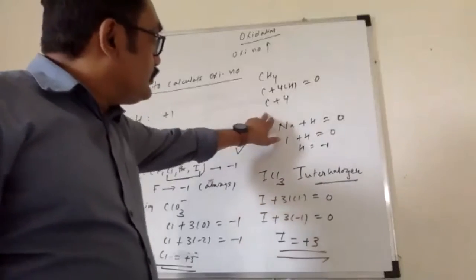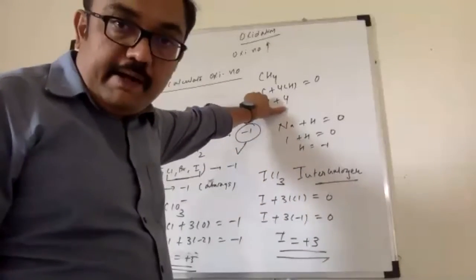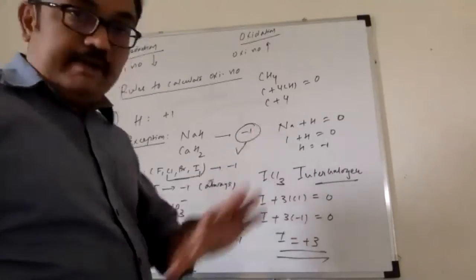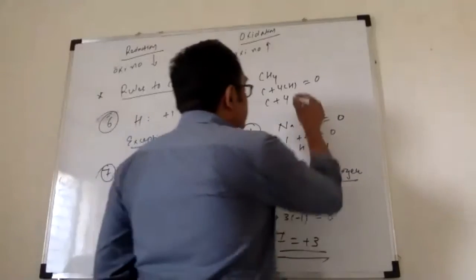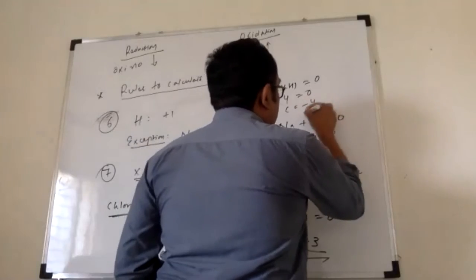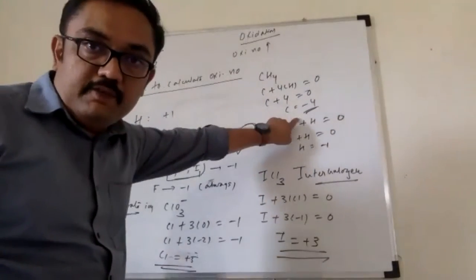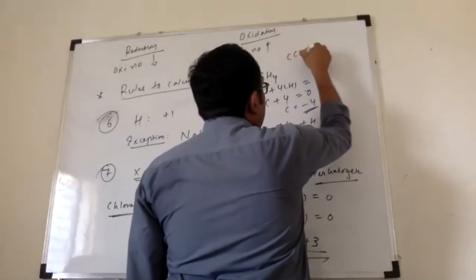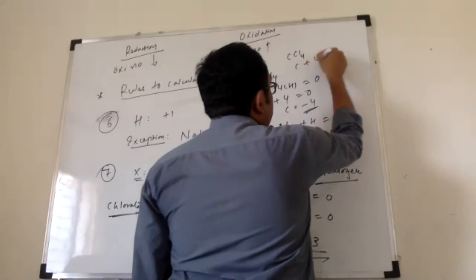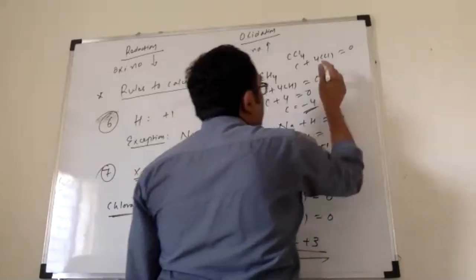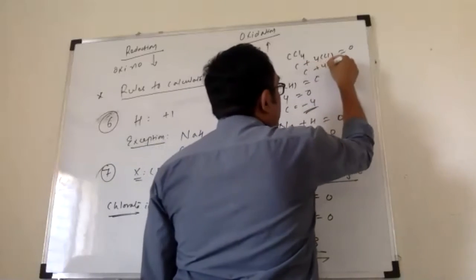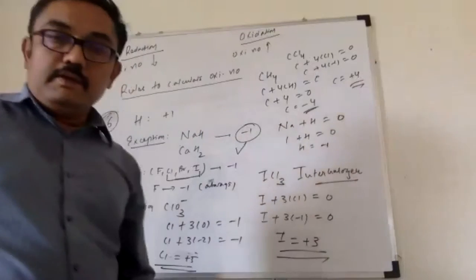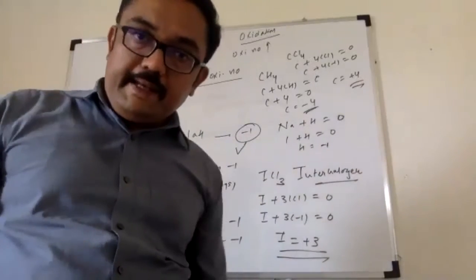So, you know the exception for hydrogen. Hydrogen is -1 only in hydrides. Otherwise, hydrogen is +1. So in this case, the oxidation number of carbon is -4. Now, the same carbon when combined with chlorine forms CCl4. C plus 4Cl is 0, so C plus 4 times -1 is 0. The same carbon will come in the +4 state. So you understand it depends on the combining atom.